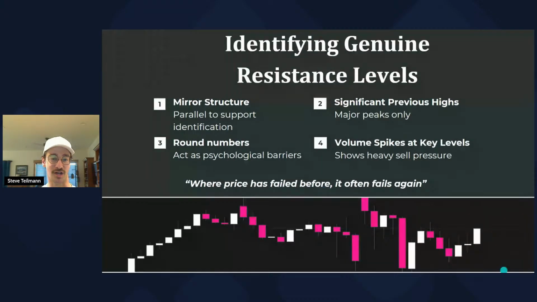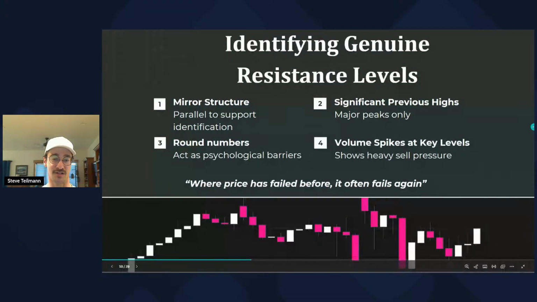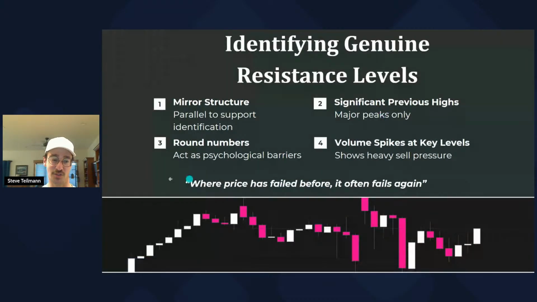So we talked about the why of the response at previous highs. Round numbers, we talked a little bit about that. I mean, the psychology behind it is purely psychological for the most part. Round number, we like that. We want to buy something at 50 and sell it at 100. It's just in our genes.